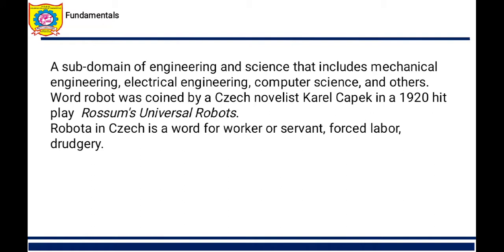The word robot was coined by a Czech novelist. There was a very famous Czech novelist, his name is Karel Capek. In 1920, he had given one hit play. The name of the play is Rossum's Universal Robots. Over there, for the first time, the name robot was seen in his play, and hence the name robot has come. Robot has come from a word robota in Czech.